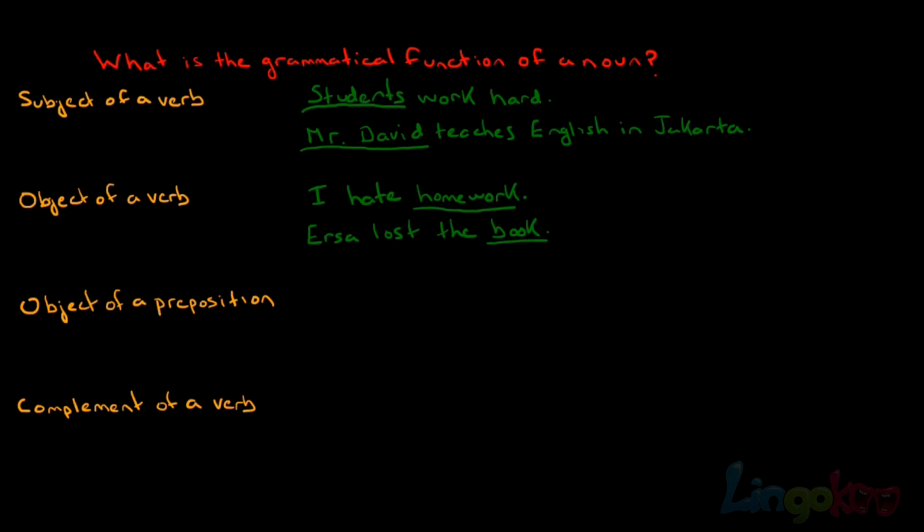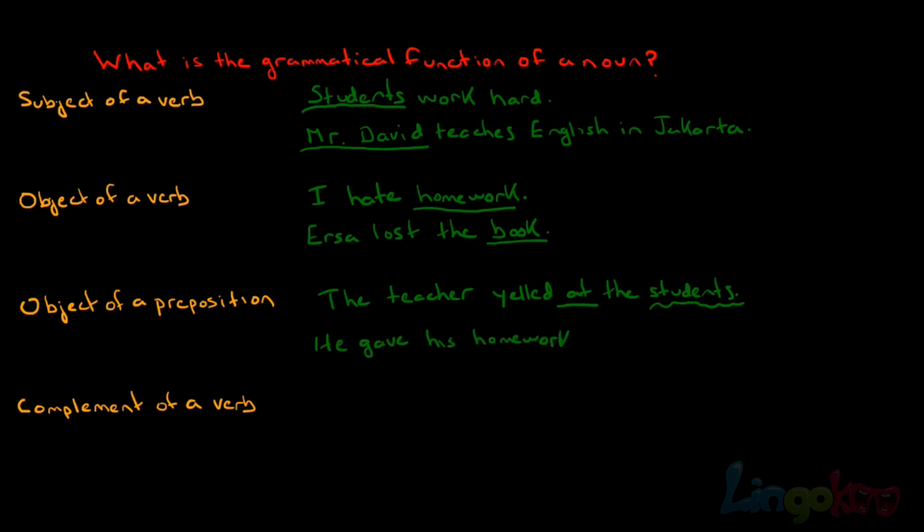We could also talk about the grammatical function of a noun as being the object of a preposition. So if I write the sentence, the teacher yelled at the students, then with the preposition at, we have students as the noun that is the object of the preposition at. Or, he gave his homework to the teacher. So teacher is a noun and it's the object of the preposition to.